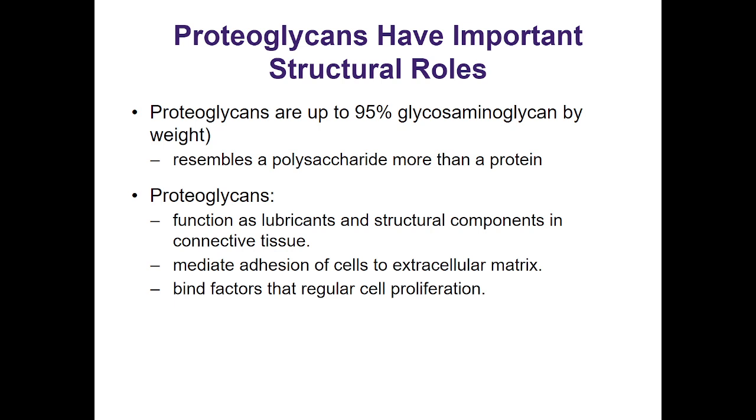Okay. Proteoglycans have important structural roles. They are going to be up to 95% glucose aminoglycan by weight, so they resemble a polysaccharide more than a protein. Proteoglycans function as lubricants and structural components in connective tissue. They mediate adhesion of cells to the extracellular matrix, in case you ever wondered what the glue was there. They also bind factors that regulate cell proliferation.